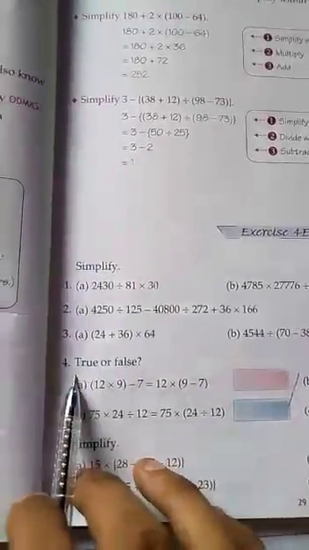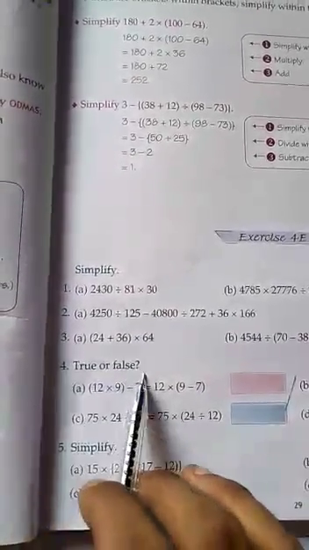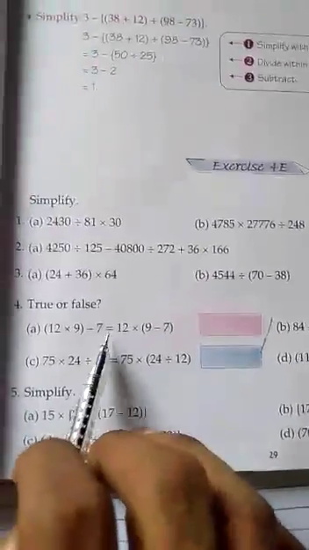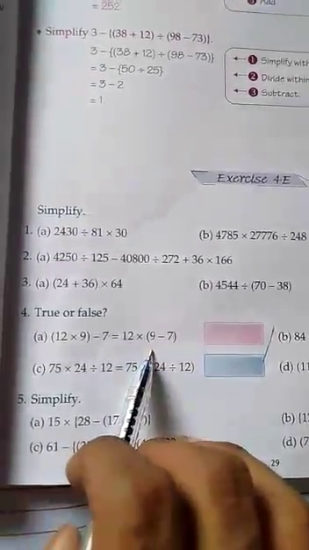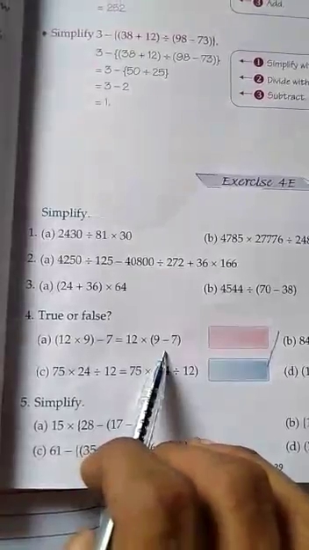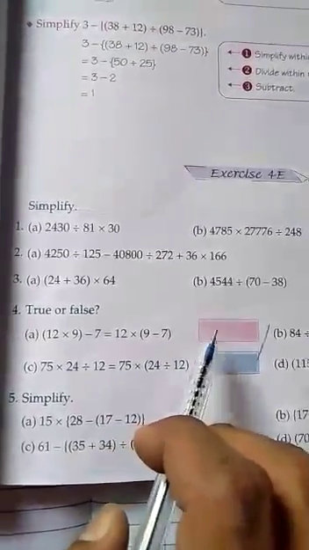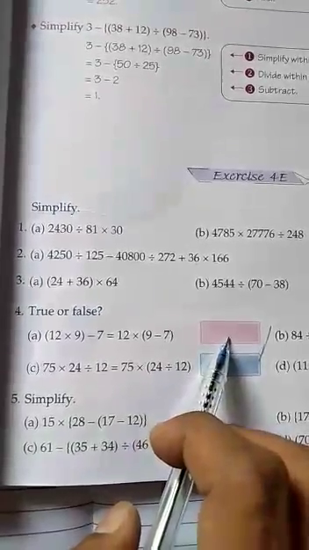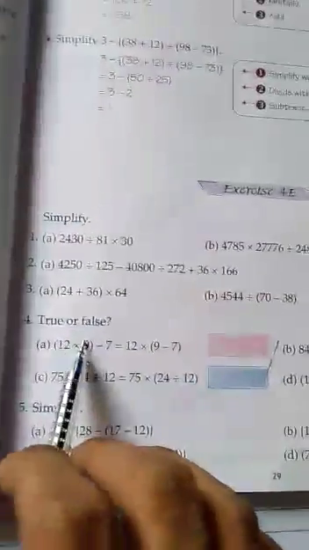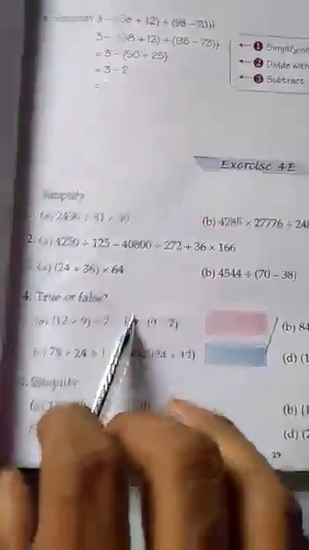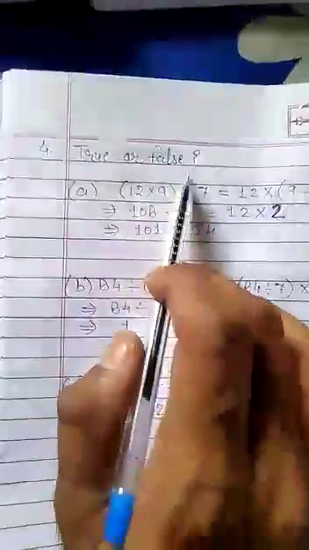Now we will do question number 4. Question number 4 is true or false. Some equations are given here. We will solve them and then we will write here in the bracket true or false. Questions A, B, C, D of question 4 are given here. So we will do this question.